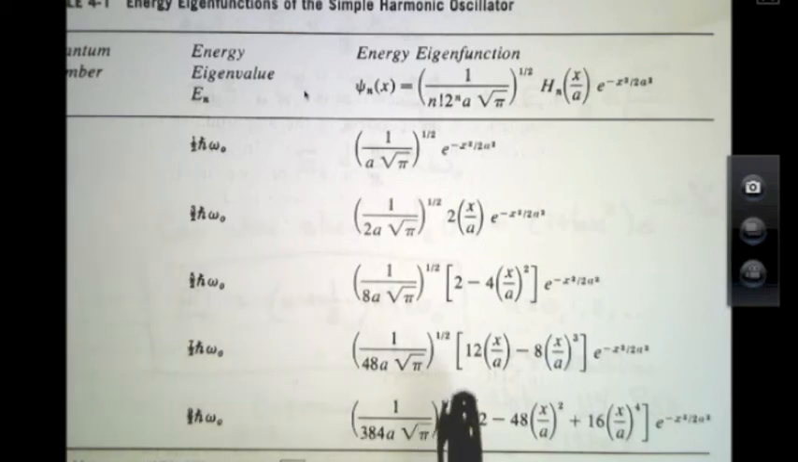The third, n equals 3, wave function has only the odd polynomials in it, so x and x cubed, and the fourth has only x to the 0, x squared, and x to the fourth.